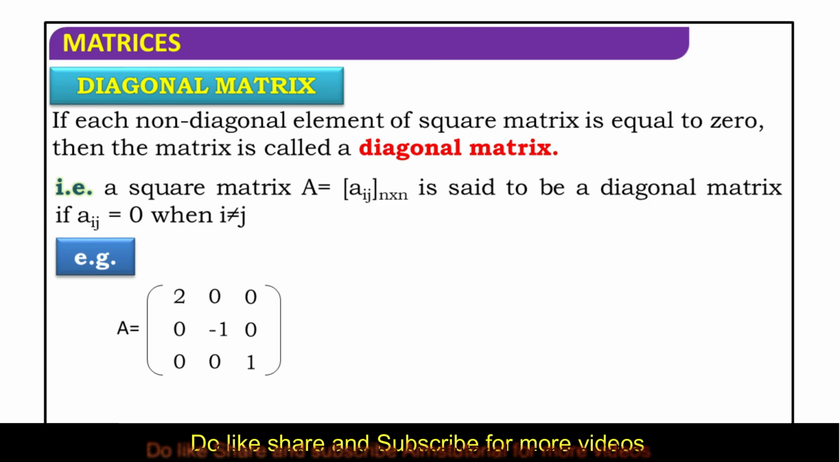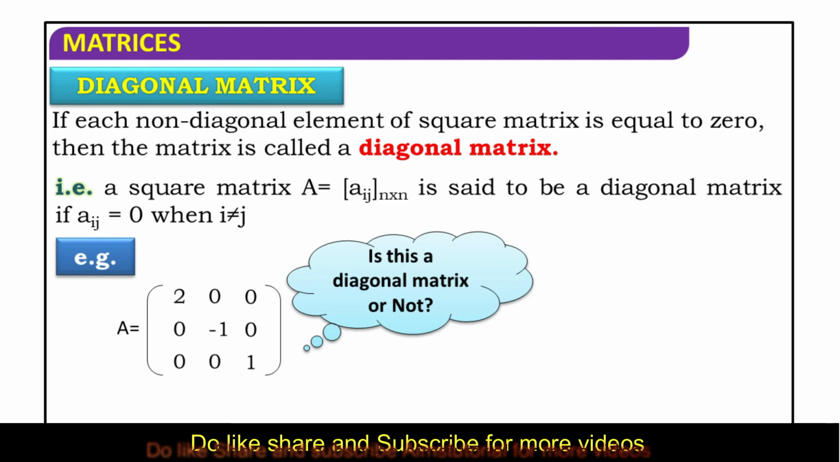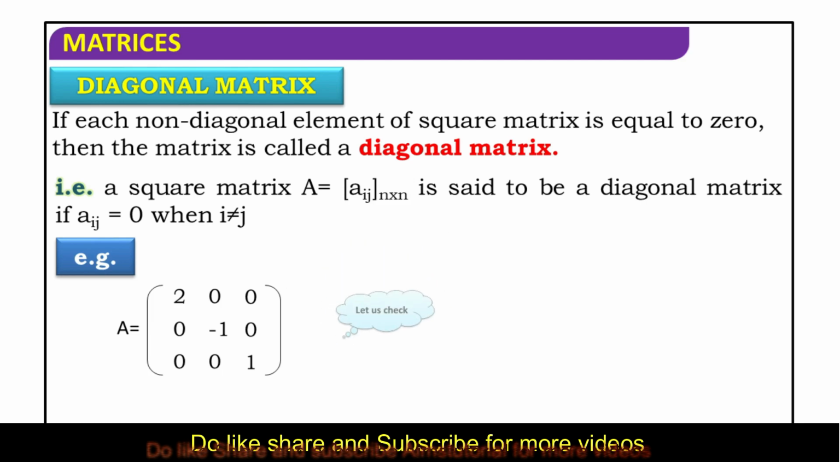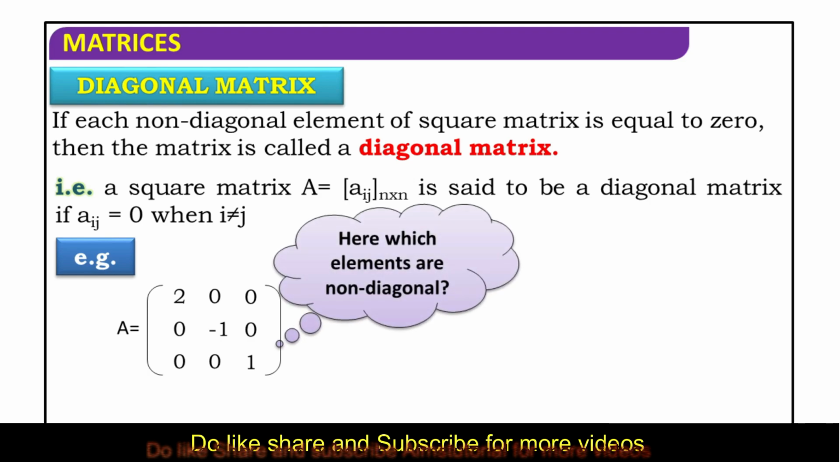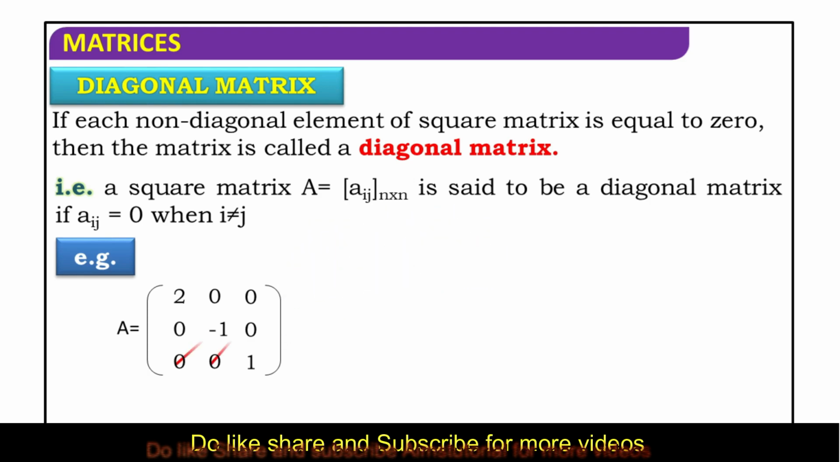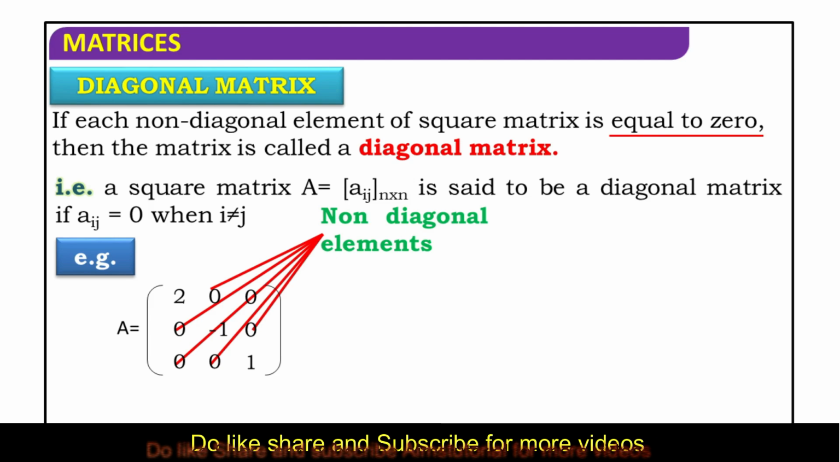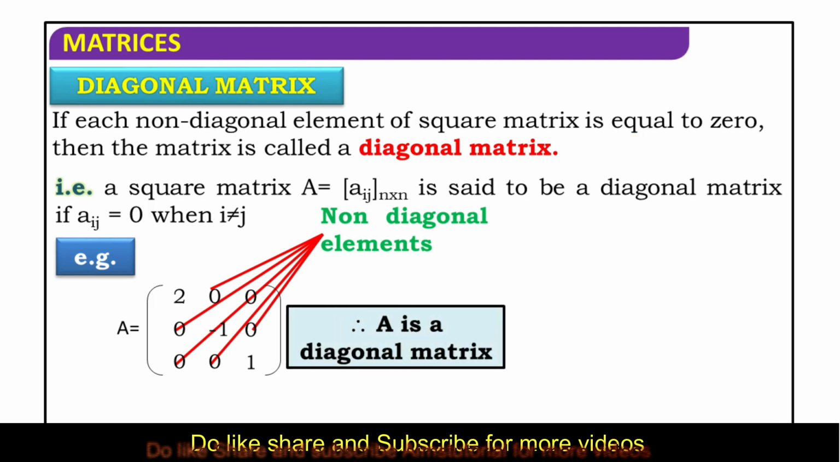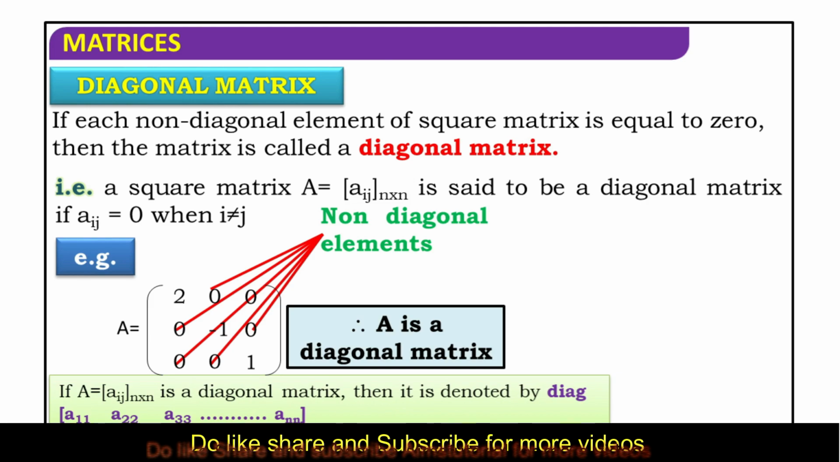For example, A is [[2, 0, 0], [0, -1, 0], [0, 0, 1]]. So is this a diagonal matrix or not? Let us check. Here which elements are non-diagonal? These 0s are non-diagonal elements. Since the diagonal has elements and the non-diagonal elements are 0, this is a diagonal matrix. If A_ij is a diagonal matrix, then it is denoted by diag(a11, a22, a33, and so on, ann).